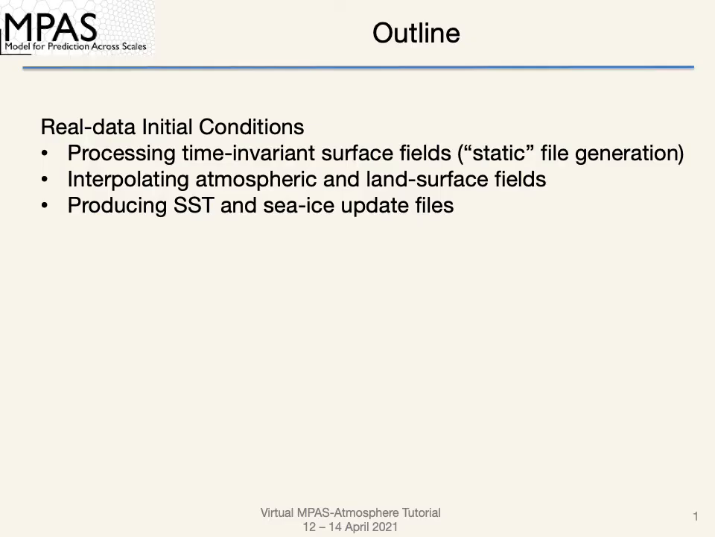So in the first part of this talk, we're going to look at how we can produce real data initial conditions. And when we say real data, we're referring to initial conditions that in principle represent the actual state of Earth's atmosphere at some point in time on a calendar. And this is in contrast to idealized initial conditions that we'll talk about a bit later in this lecture.